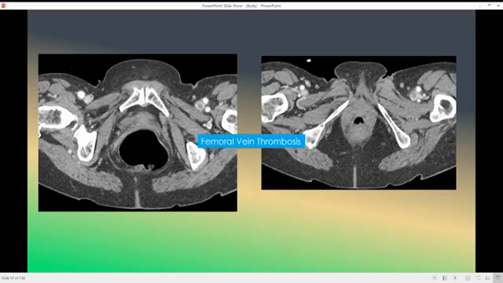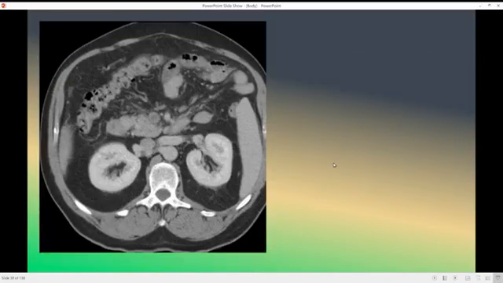Okay, we move to the next case. The patient has femoral vein thrombosis here on the left side, and also some minimal thrombosis on the right side. So this is femoral vein thrombosis. Okay, we move to the next case.